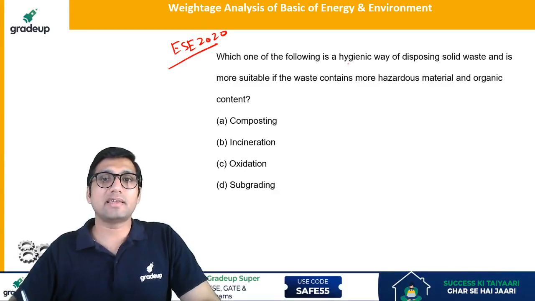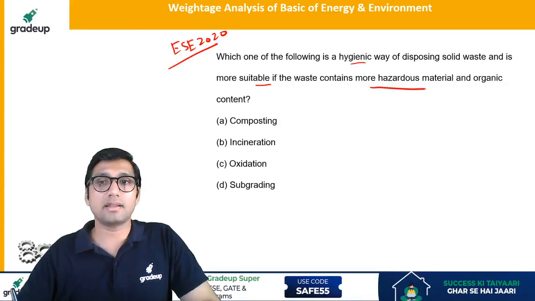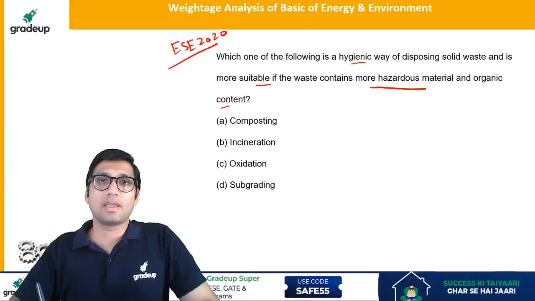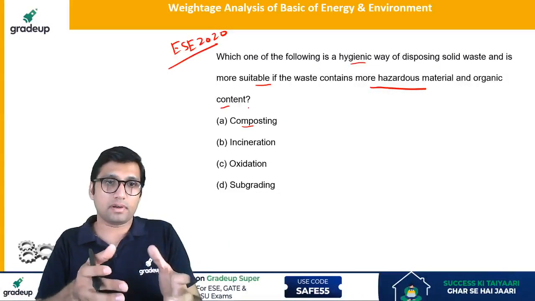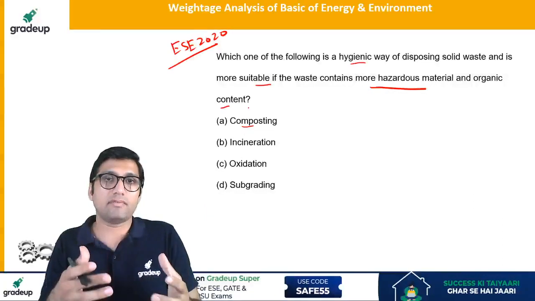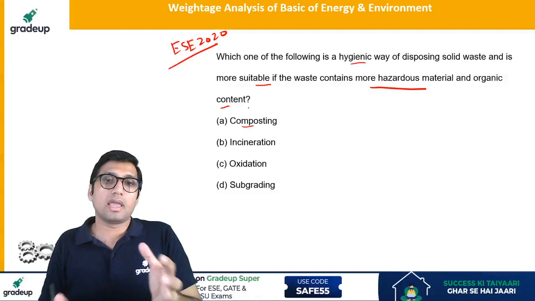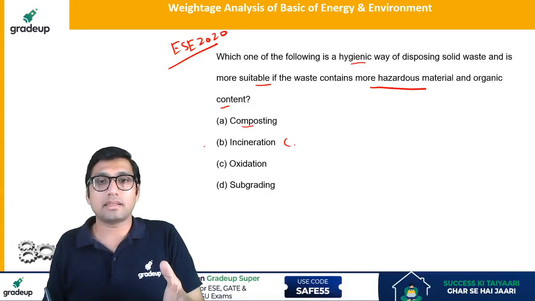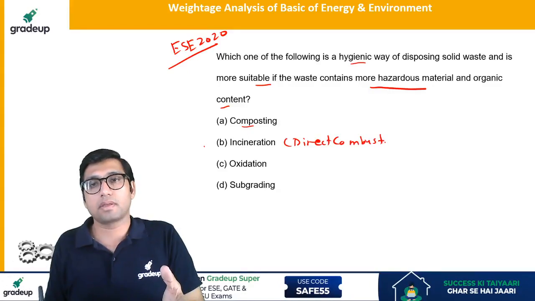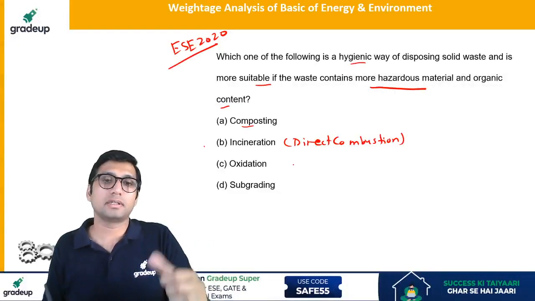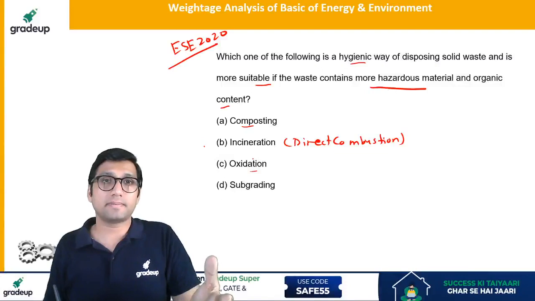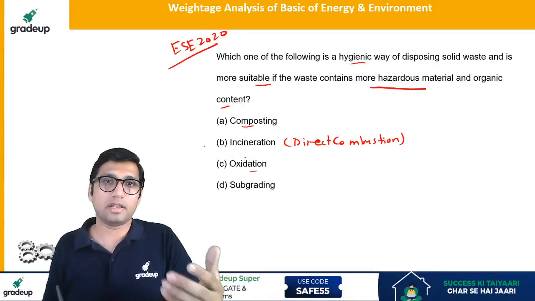Which one of the following is a hygienic way of disposing the solid waste and is more suitable if the waste contains more hazardous material and organic content? Now, there are different methods, like composting is basically the burying of these organic waste inside the land, that is called composting. Incineration is also called as direct combustion of the waste. Okay. So when you do the direct combustion of the hazardous waste, it will be converted into non-hazardous. Oxidation is basically a chemical reaction. That is also one way of decomposing the waste.